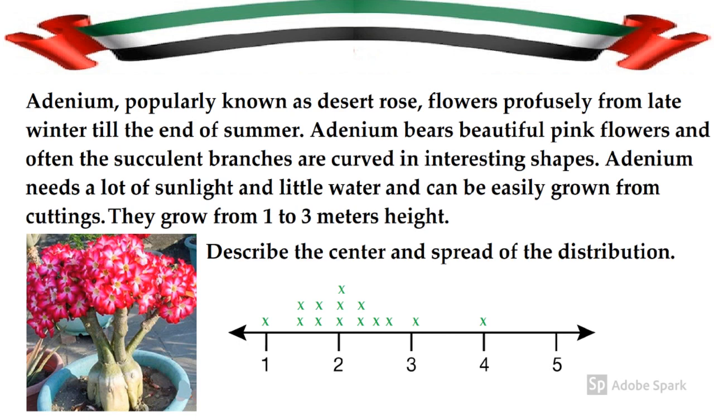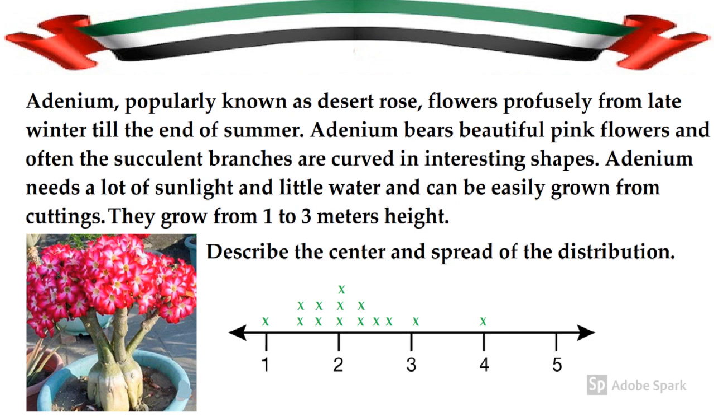Adenium, popularly known as desert rose, flowers profusely from late winter till the end of summer. Adenium bears beautiful pink flowers, and often the succulent branches are curved in interesting shapes. Adenium needs a lot of sunlight and little water, and can be easily grown from cuttings. They grow from 1 to 3 meters in height.